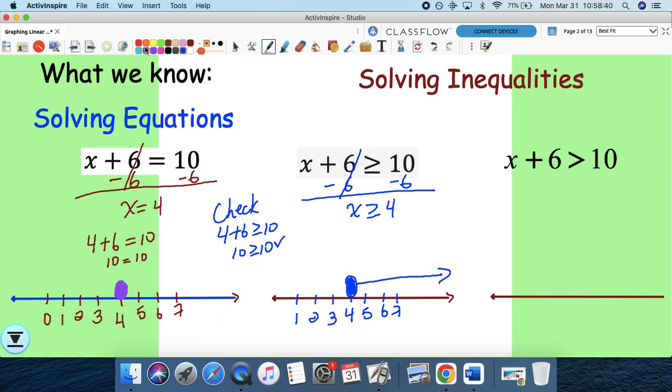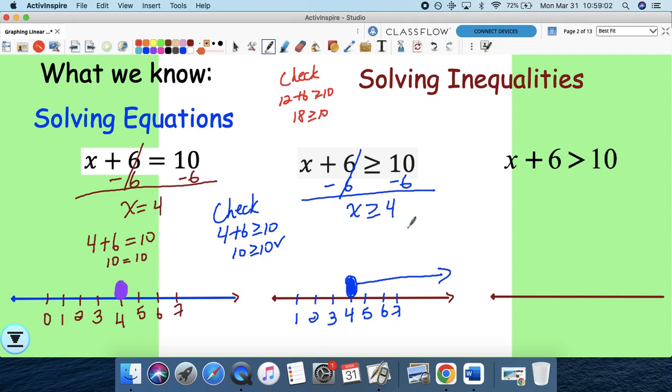Let me do another check. And I'm going to pick, I don't know, let me pick a number way to the right of 4. Let me pick 12. So if I do a check with 12, I'm going to go 12 plus 6 is greater than or equal to 10. 12 plus 6 is 18. And 18 is definitely greater than 10. So does 12 work? 12 also works.